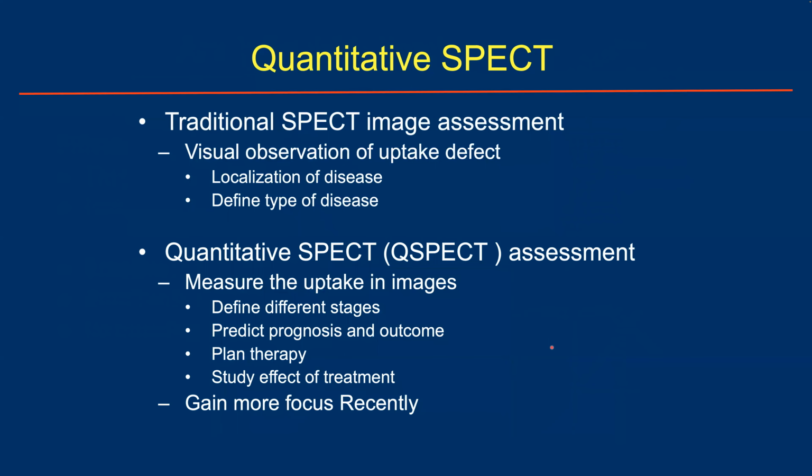It's not quantitative. Recently, quantitative SPECT imaging has received a lot of focus. In quantitative SPECT imaging, we measure activity uptake in a certain region in the images. Based on those uptake values, we can define the different stages of disease. We can use the quantitative measures to predict long-term outcomes of patients. We can also use them to plan the therapy, and we can also use them to study the efficacy of the treatment.